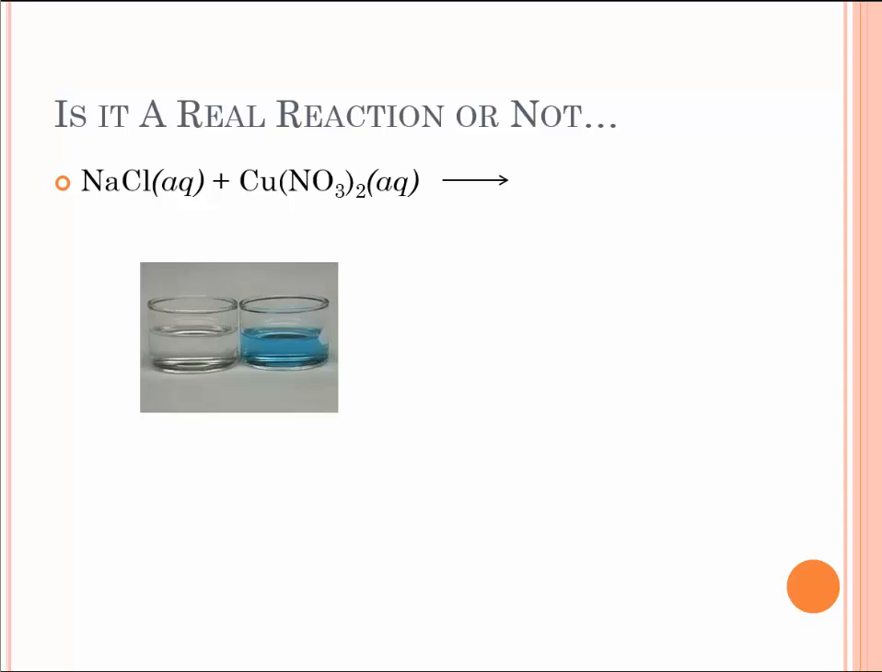Let's try another. This time we have sodium chloride in a clear colorless solution, and we have copper(II) nitrate in a clear blue solution. Will this be a real reaction or not? Well, let's do it on paper by using molecular, complete ionic, and net ionic equations and see what we would predict for this particular possible reaction.